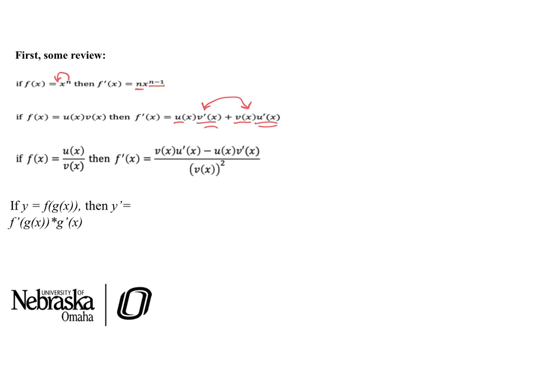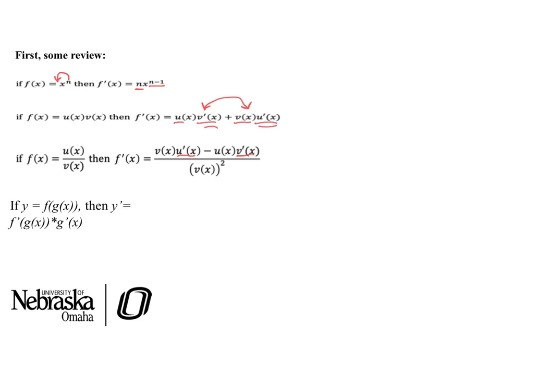Okay, so now when we look though at the quotient rule, the order does matter because it's a subtraction, not an addition. So here we have the denominator times the derivative of the numerator minus the numerator times derivative of the denominator divided by the denominator, not the derivative, the original denominator, squared.